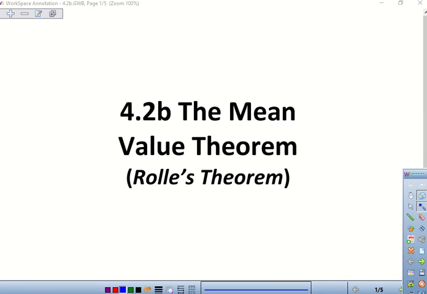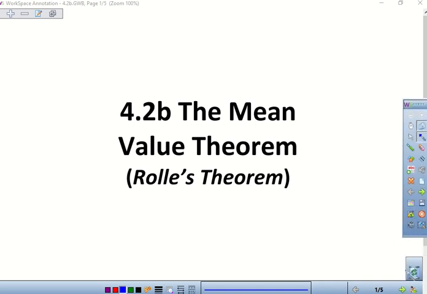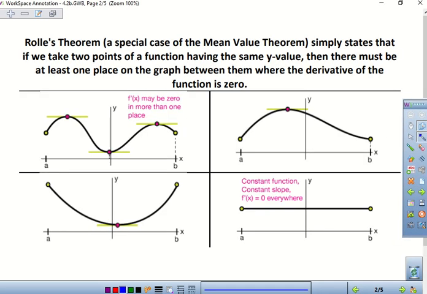Is Rolle's theorem. So today we're going to be talking about Rolle's theorem. Rolle's theorem is essentially a special case of mean value theorem, so it's under the umbrella of mean value theorem. All of the rules which apply to mean value theorem also apply to Rolle's theorem.